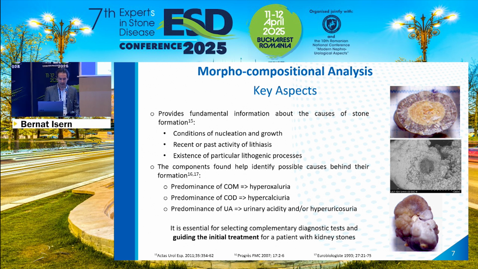However, morphocompositional analysis provides fundamental information about the causes of stone formation, the conditions of nucleation and growth. For instance, a papillary stone here at the bottom, where we can identify the papillary renal union. Also, we can find the recent or past activities of lithiasis. We can see sequential analysis of the stone from the nucleus to the periphery, which allows us to reconstruct the history of the lithiasis. For instance, at the top, this is a mixed stone, uric acid in the nucleus and calcium oxalate monohydrate in the external layer.